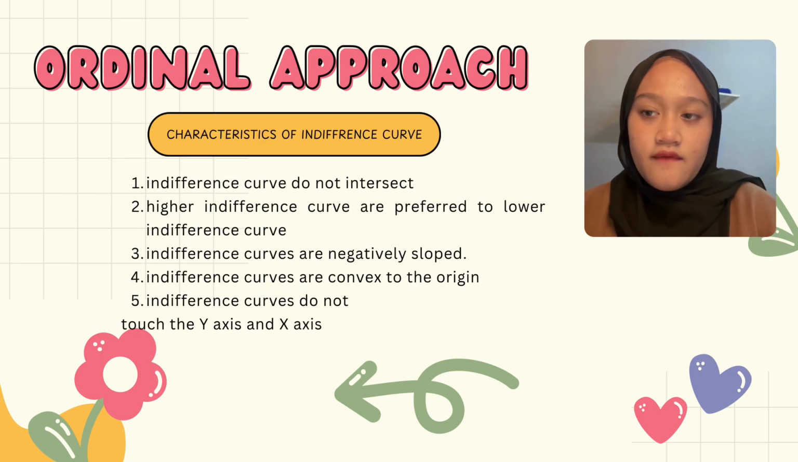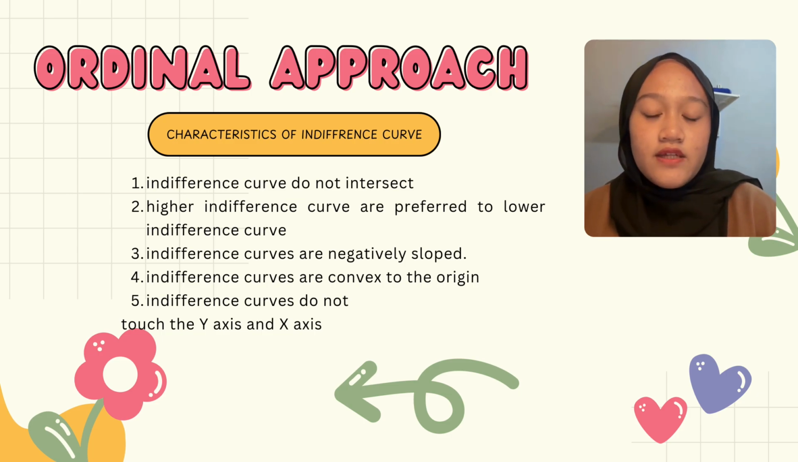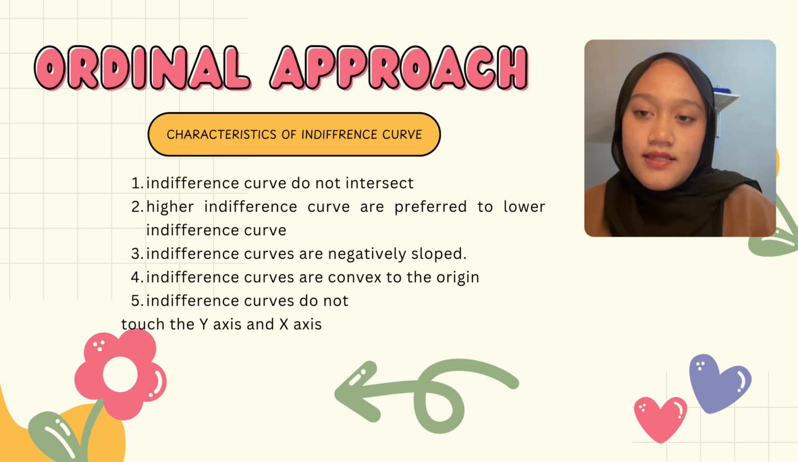The ordinal approach has characteristics of the indifference curve. Number one is that indifference curves do not intersect. The second one is that higher indifference curves are preferred to lower indifference curves. Next, indifference curves are negatively sloped. Moreover, indifference curves are convex to the origin. Lastly, indifference curves do not touch the y-axis and the x-axis.